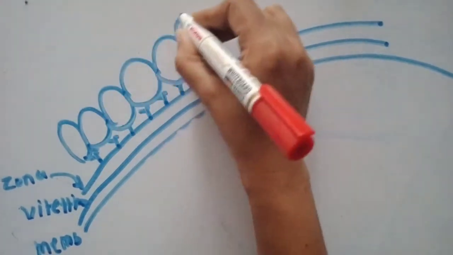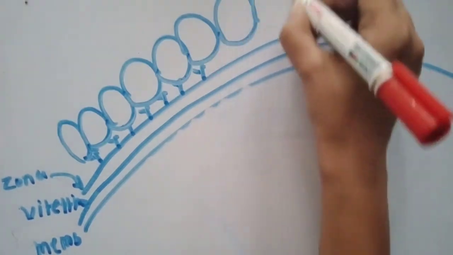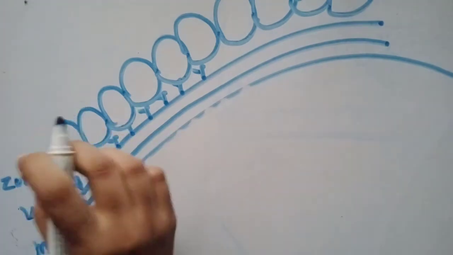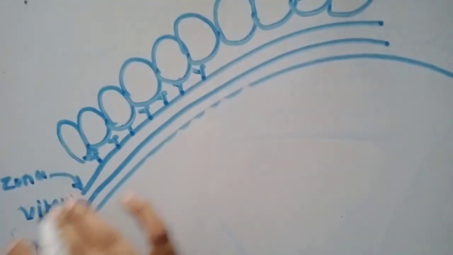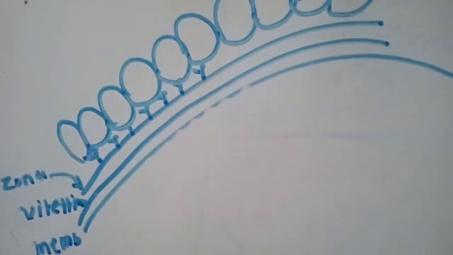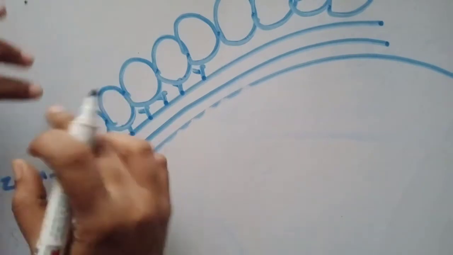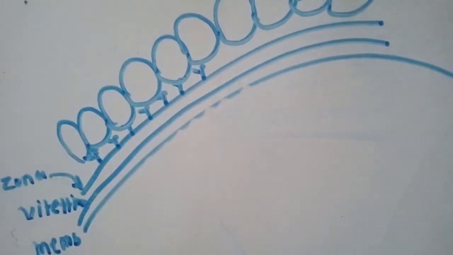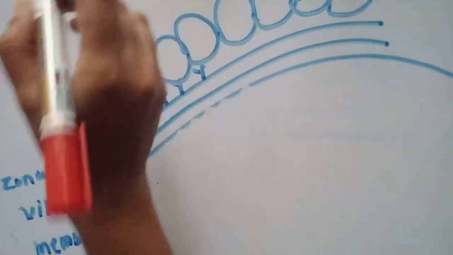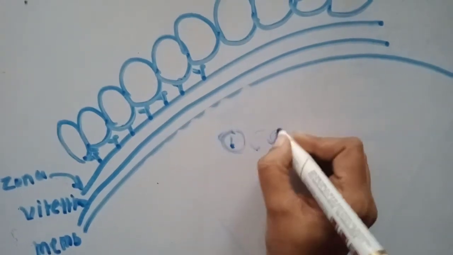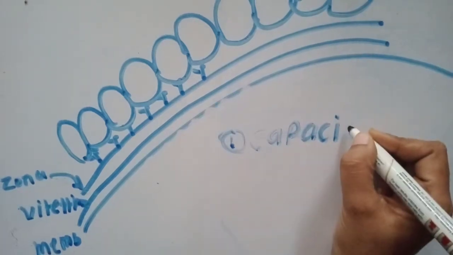All these cells are glued with the help of hyaluronic acid. They are radially arranged and present on the zona pellucida. Now the first step that takes place, when the sperm enters, is called capacitation.